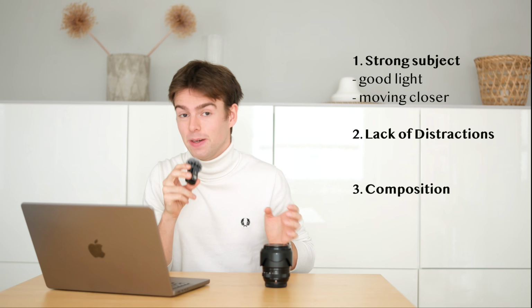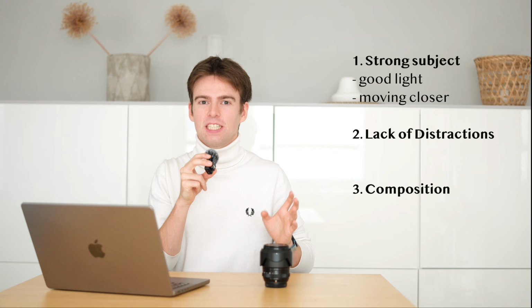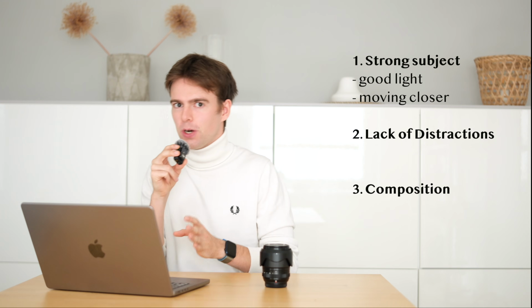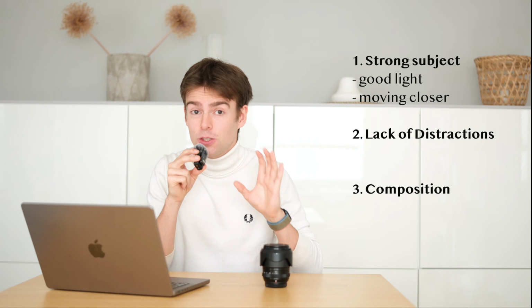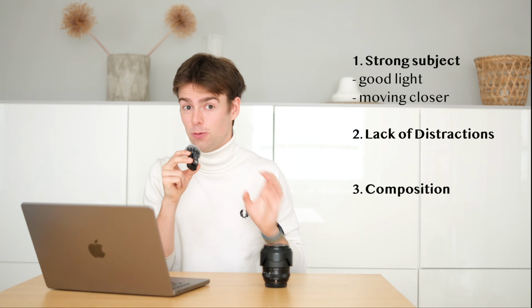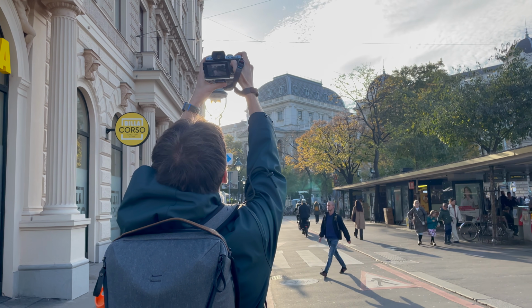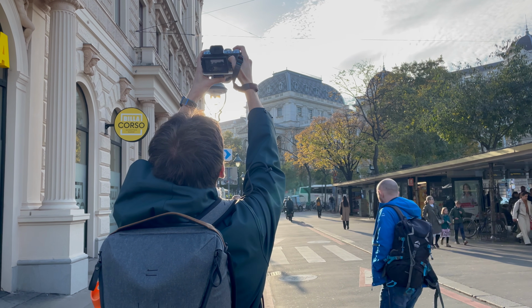Alright, so the first thing we need to be talking about when talking 28mm lenses and how to use them is a strong subject. Because if you have a lot of distractions in your scene, but you have a strong subject and the viewer is immediately able to recognize within the first second what your subject is, then your photo immediately has much more impact. So how are we actually going to achieve a strong main subject?